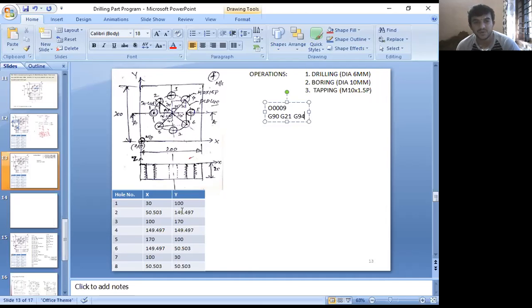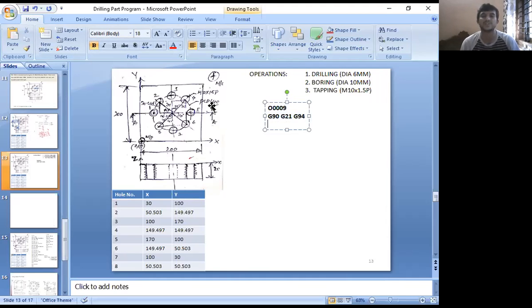G21, what are the input values? All the input values are in millimeters: 200 millimeters, 30 millimeters, 100 millimeters. G94 means the feed rate is given in units per minute. That is the initial G codes, right? Okay, I'll take the board.